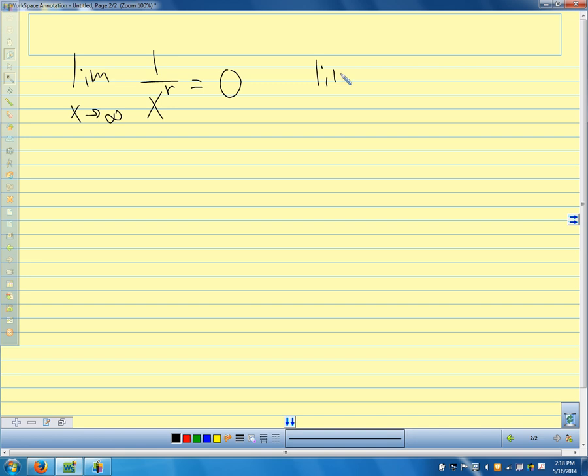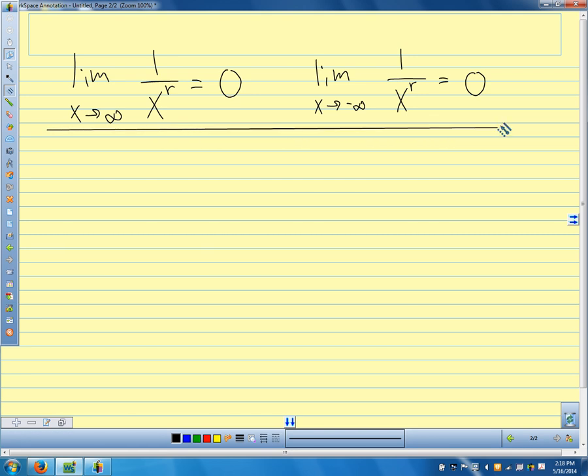And if my function is defined as x approaches negative infinity, 1 over x to the r, if we're not taking an even root, so a square root or a fourth root of a negative number, as long as this is defined, this equals 0 as well. So this is our basic rule for finding limits at infinity algebraically or analytically. And I'll show you how we use these rules when we do our examples.